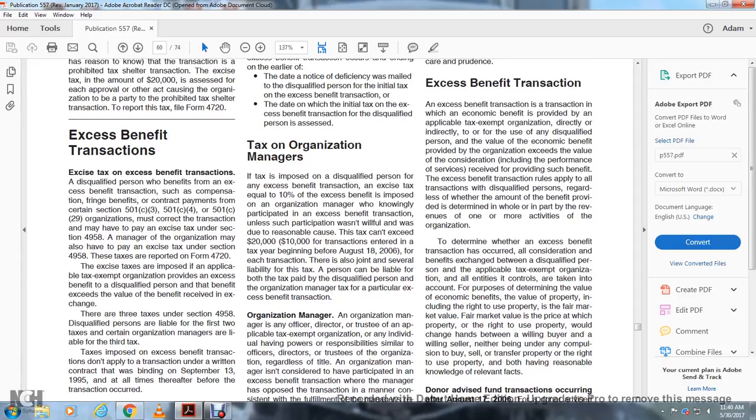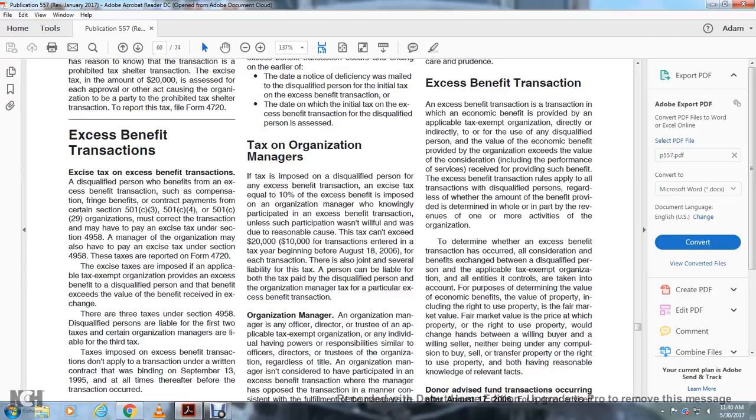Excess benefit transactions. Excise tax on excess benefit transactions. A disqualified person who benefits from an excess benefit transaction, such as compensation, fringe benefits, or contract payments, involving certain organizations described in Sections 501(c)(3), 501(c)(4), and 501(c)(29), must correct the transaction and may have to pay an excise tax under Section 4958.